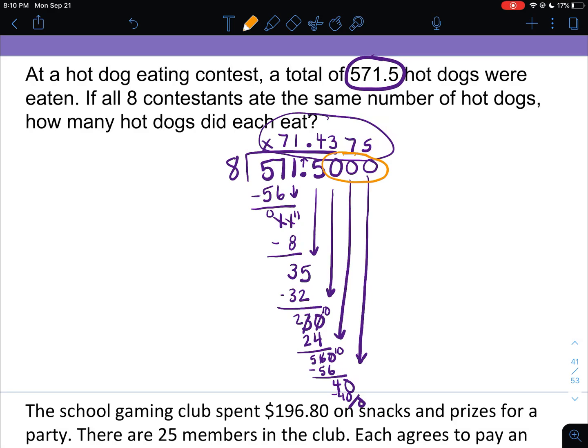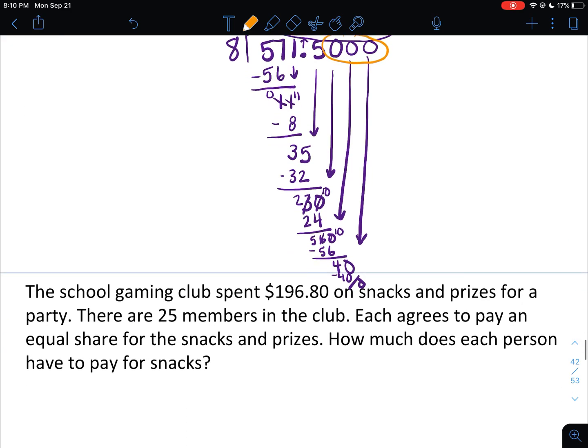So at this point, if you did not copy down the work for this problem as I was doing it, that's totally fine. I just want you to pause the video and copy it down now, and then we're going to move on to one more example.